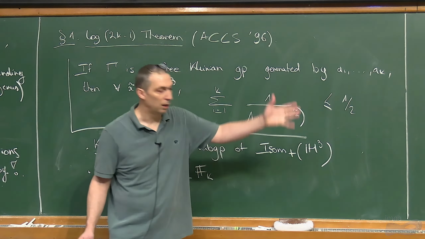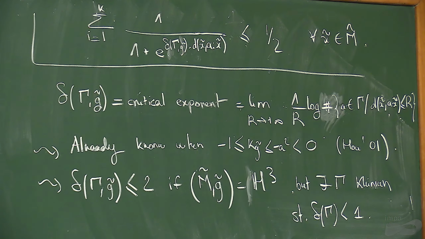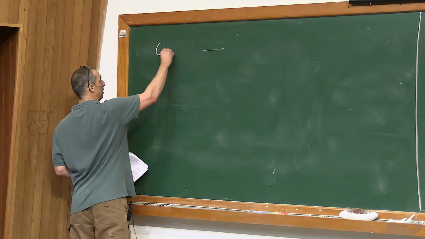So what happens if the manifold M tilde is the universal cover of some Riemannian manifold, and you take gamma as the fundamental group of your manifold? So you have the following corollary.